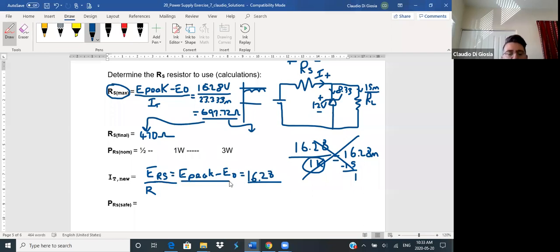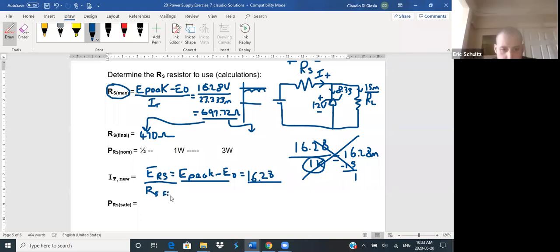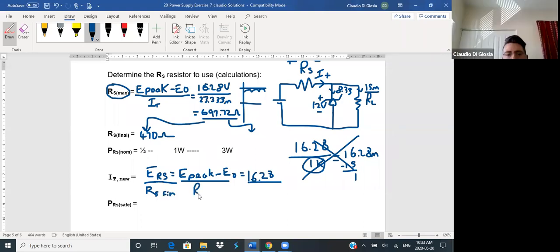Divided by the resistor value. What resistor value? RS final. So 470? That's the 470? Yes, RS final. I'm just abbreviating the final, FIN, and 470. So since we didn't have a 697, we went to 470.